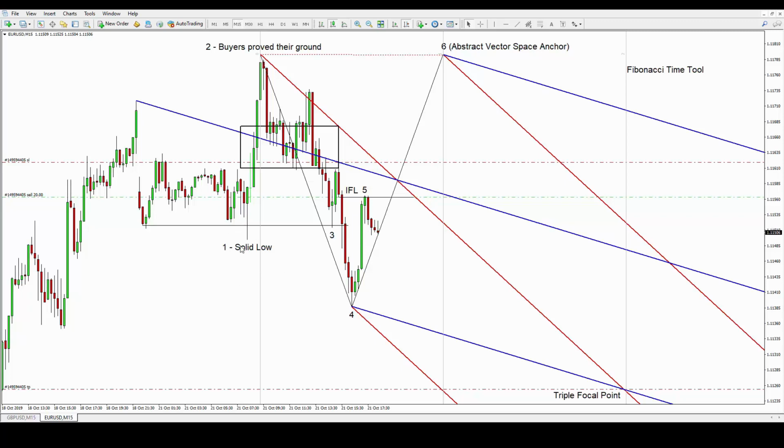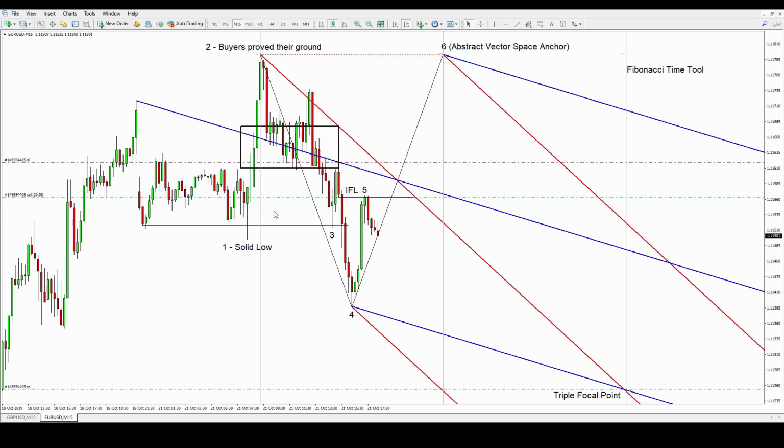From number 1 to number 2, I marked two important events on the chart. Number 1 is a solid major low in this market that was rendered as solid due to number 2, when the major buyers of this market made a clear statement about their power. Observe the type of volatility on the vector between number 1 and number 2.